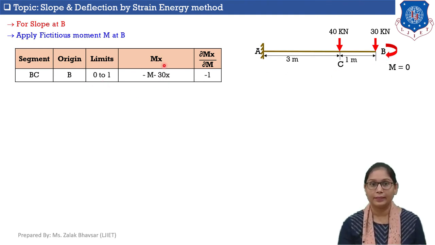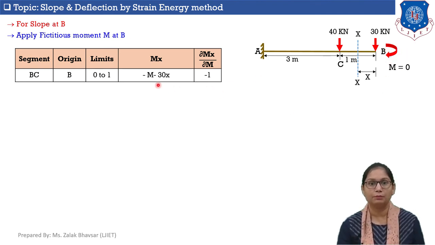Now for calculating Mx, I will take section at x meter away from point B in segment BC and taking moment about this section line. So the fictitious moment is clockwise in nature, so it will be minus M. Now this 30 kilonewton load will also generate clockwise moment about this section line, which is equal to minus 30 into x. Now del Mx upon del M is equal to minus 1.